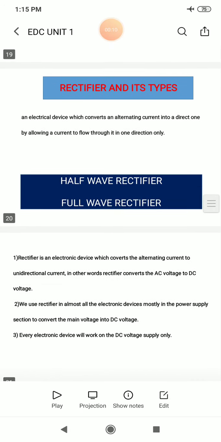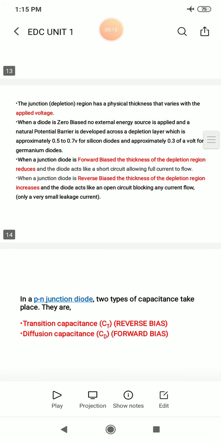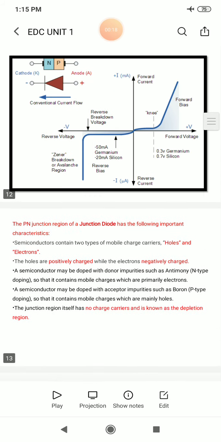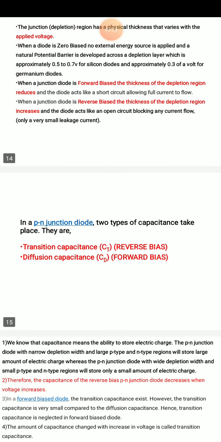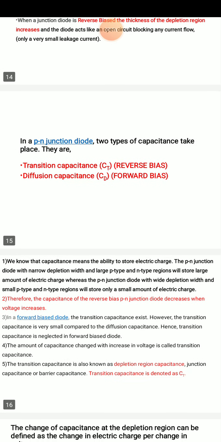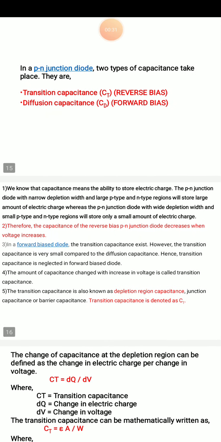So in the previous class we were discussing the PN junction diode, what a PN junction diode is, and the biasing operations and VI characteristics. Now we are going to discuss the next topic, that is the transition capacitance and the diffusion capacitance. How do the transition capacitance and diffusion capacitance work in the PN junction diode?